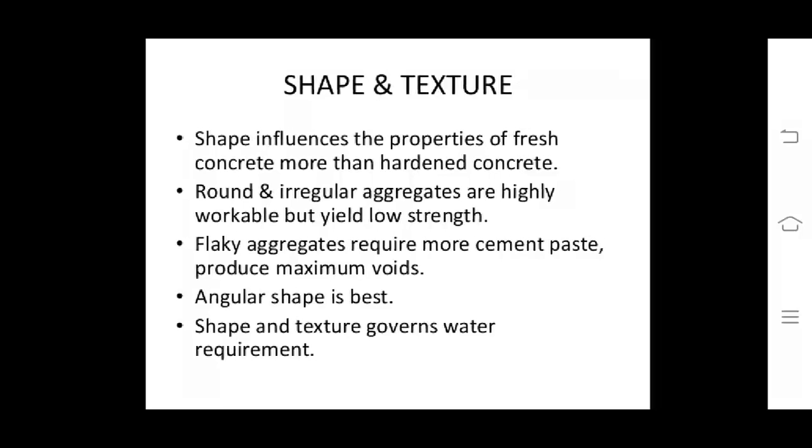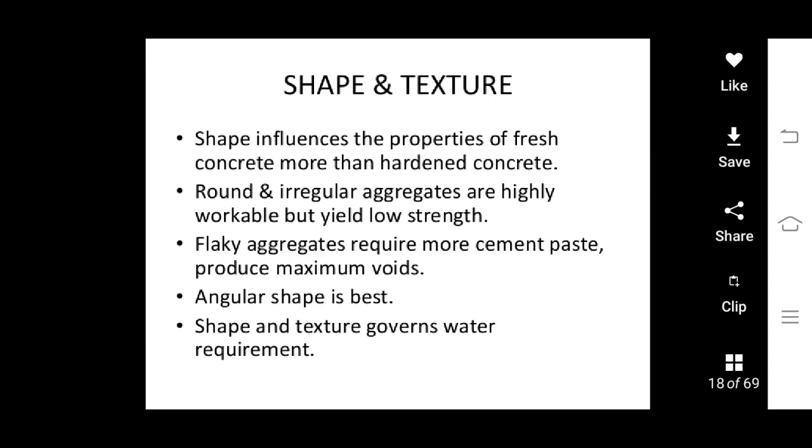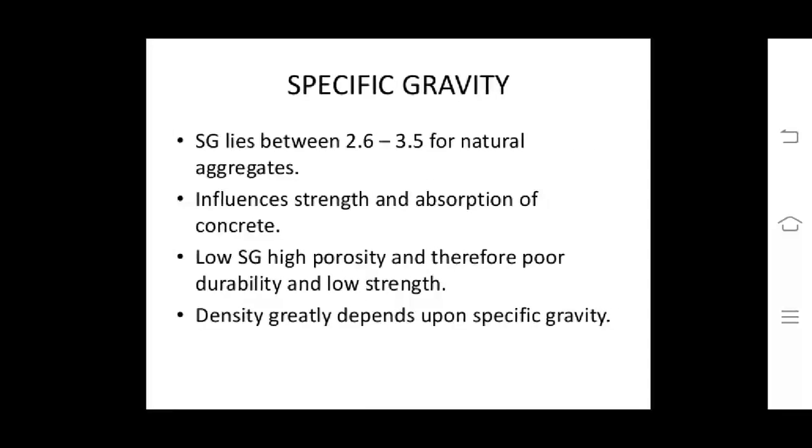Shape influences the property of fresh concrete more than hardened concrete. Round and irregular aggregates are highly workable but yield low strength. Flaky aggregate requires more cement paste and produces maximum voids, and angular shape is best for concrete mix design. Shape and texture of aggregate govern water requirement.